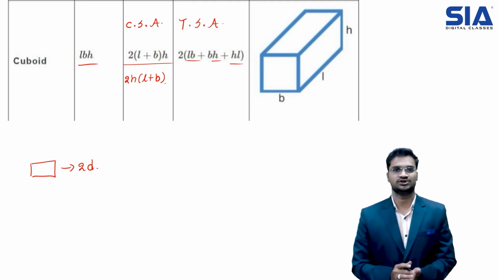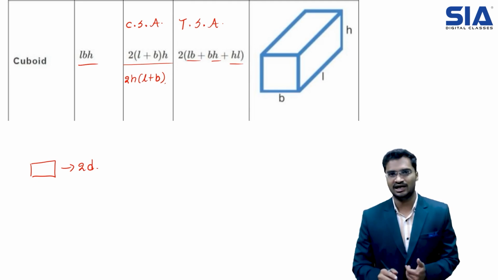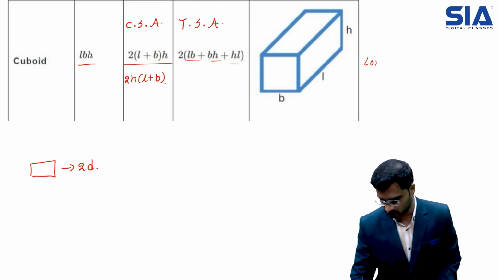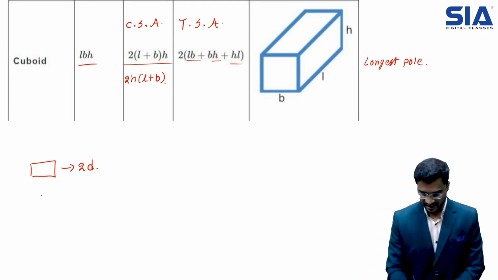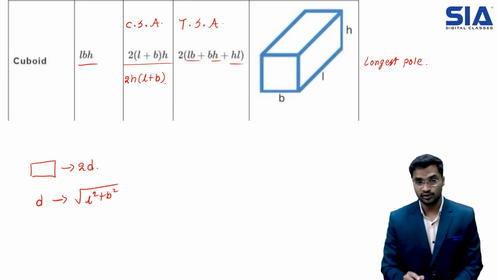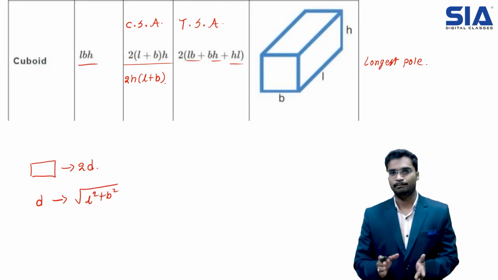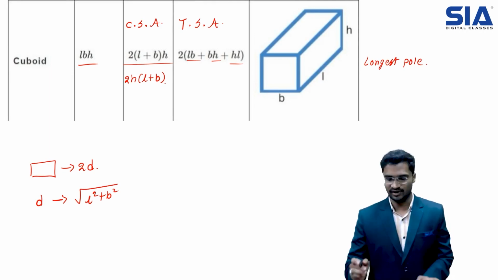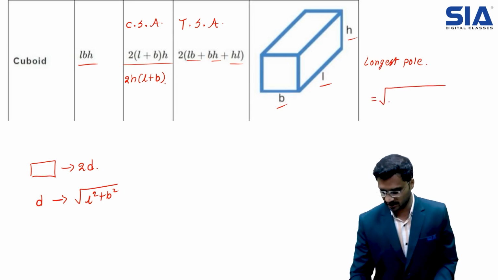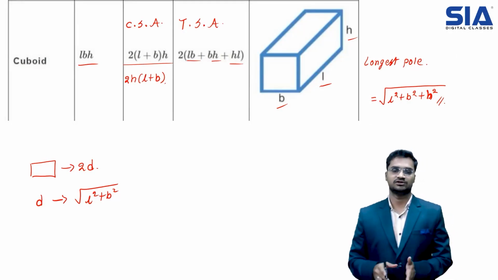And in this particular formula also, they can ask what is the longest pole that can be fixed in a cuboid. We know the diagonal of a rectangle is under root of L square plus B square. In a rectangle we have only length and breadth, but in a cuboid we have three values: length, breadth and height. So the longest pole is under root of L square plus B square plus H square.